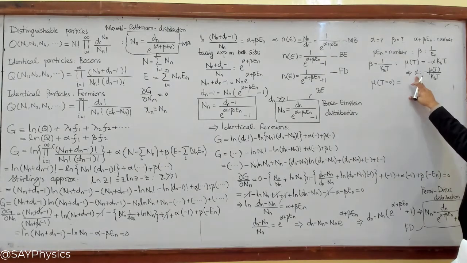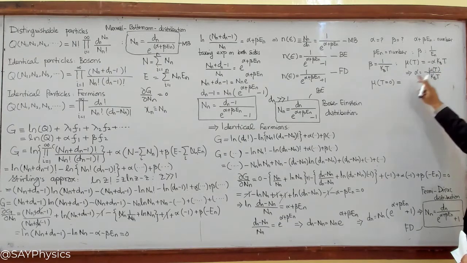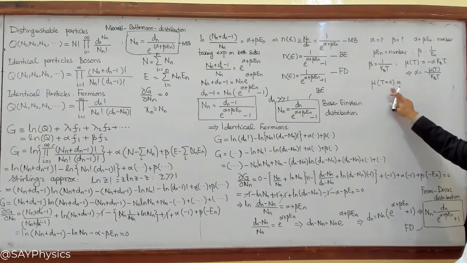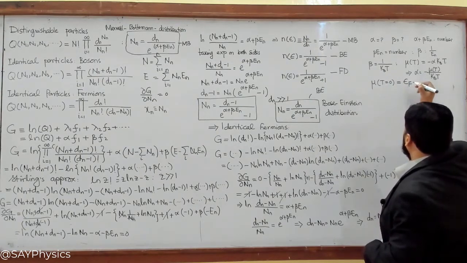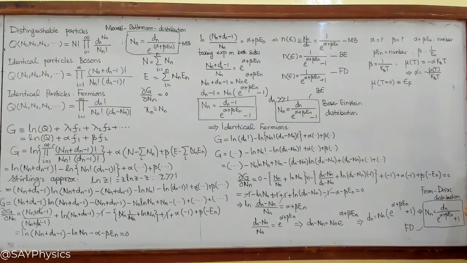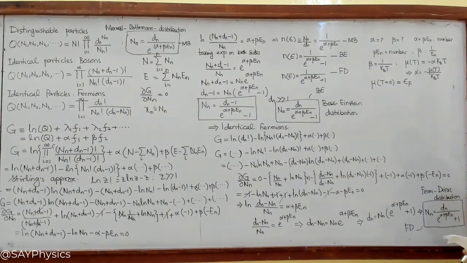Like it is a property, alpha or the chemical potential is a property of temperature. When the temperature is 0, meaning 0 Kelvin, not degree centigrade, the absolute temperature, then this is equal to the Fermi energy. And you know the Fermi energy is the topmost filled level energy at 0 Kelvin. So at 0 Kelvin, the Fermi energy is actually the chemical potential. Right? So it is that energy which is at 0 Kelvin.